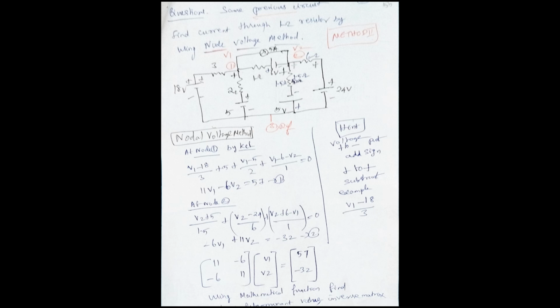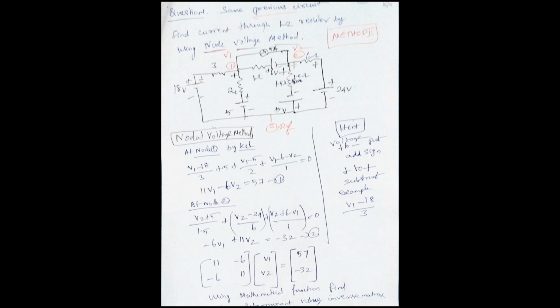Previously at node 1, the 3 ohm, 2 ohm and 1 ohm resistances are connected, with the 18 volt, 5 volt and 6 volt sources, and a 5 ampere source. At node 2 we find the second equation.